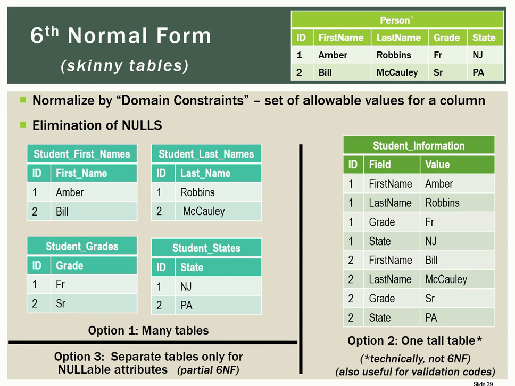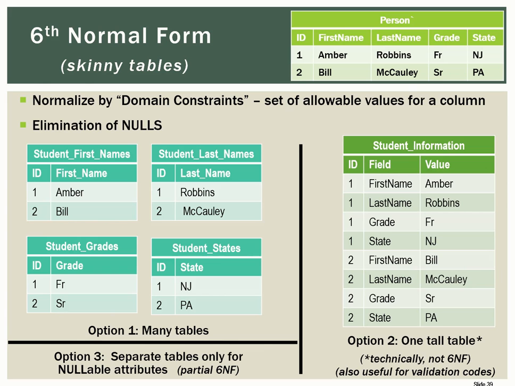We have Amber Robbins, she's a freshman from New Jersey, and Bill McCauley, a senior from Pennsylvania. And that table seems perfectly fine in most circumstances. But if you wanted to go to sixth normal form, you would actually break it into the 4 tables you see in teal. You'd have a table for the first names, a table for the last names, a table for the student grades, a table for the student states.